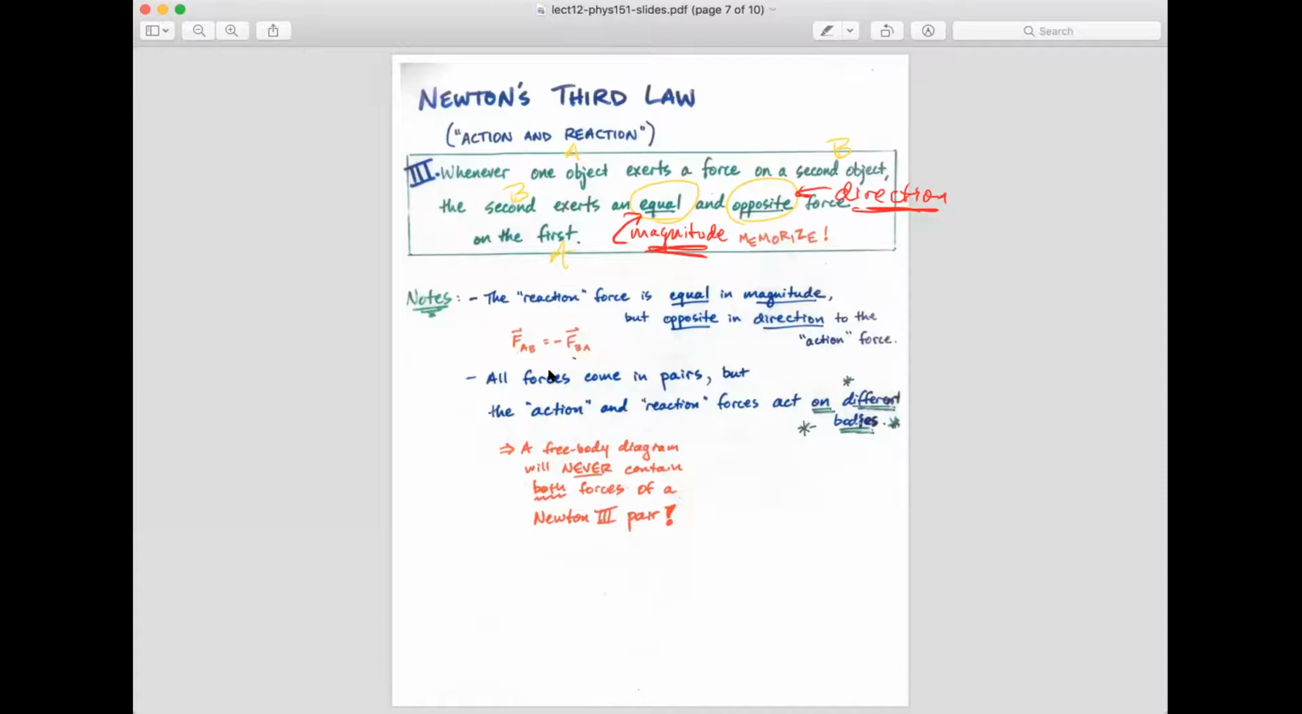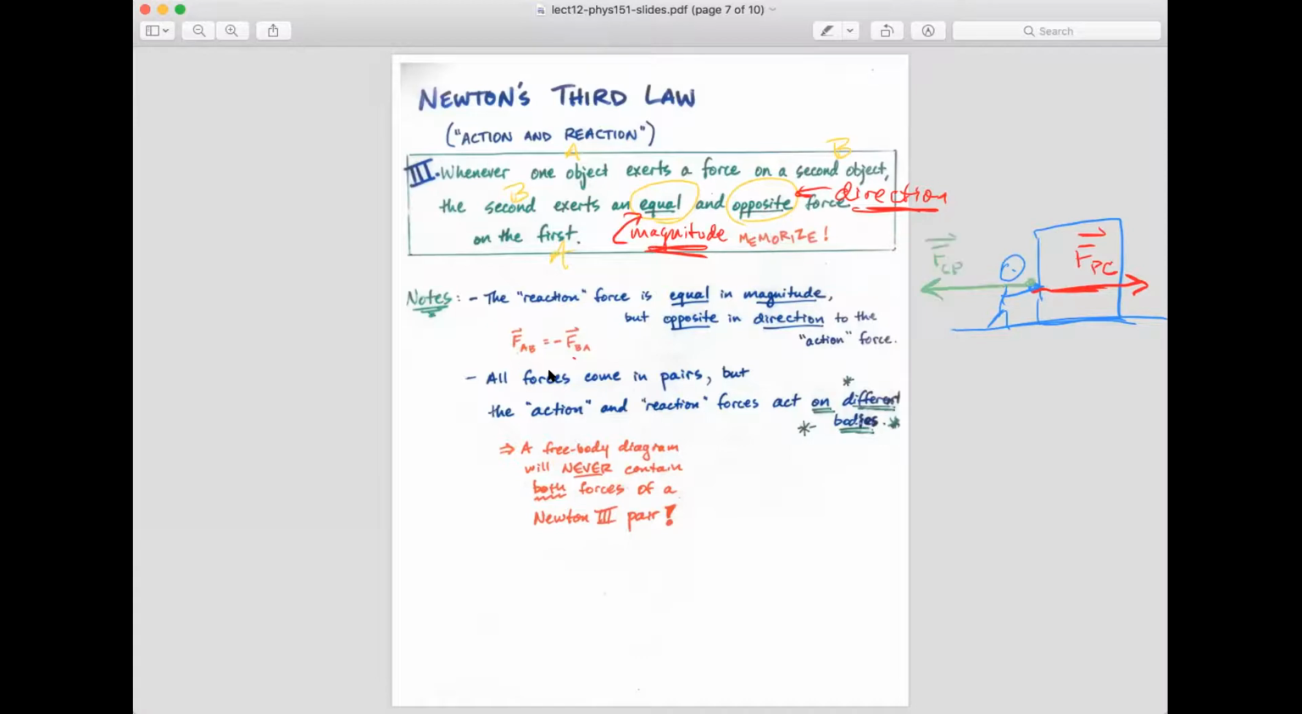If we draw a couple of example sketches, suppose that a person tries to push against a big heavy crate. Then the person may exert a force on the crate. So this is the force of the person on the crate. At the same time, the crate will exert a backward force on the person.